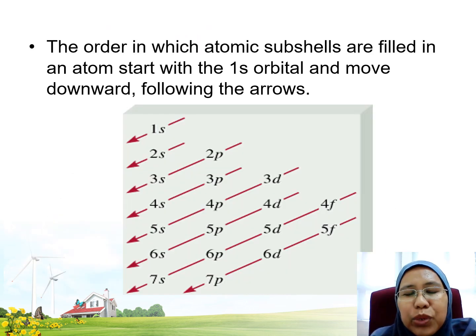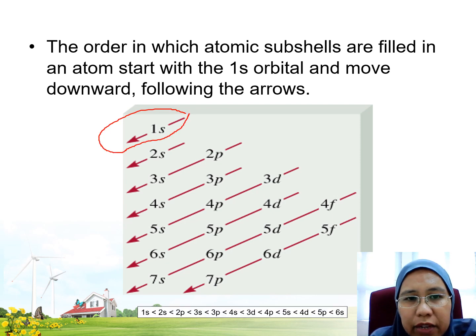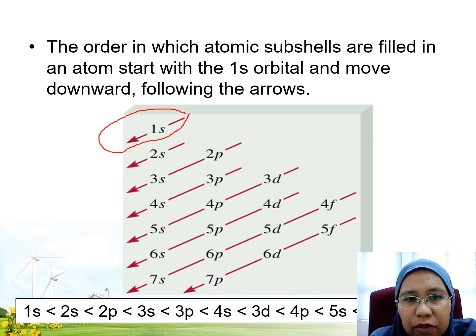The order in which atomic subshells are filled in an atom starts with the 1s orbital, and it will move downward following the arrows. So you can see here 1s is the first one, followed by 2s, followed by 2p, and then followed by 3s, followed by 3p, and 4s, and so on.